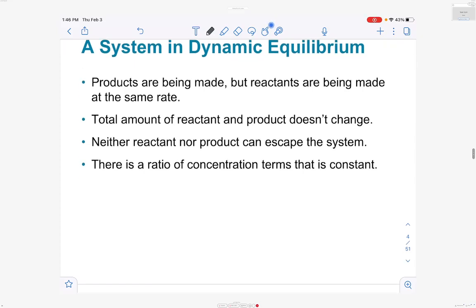The concentration of product divided by concentration of reactant will equal a constant, and we will investigate more about this constant in the next few slides.